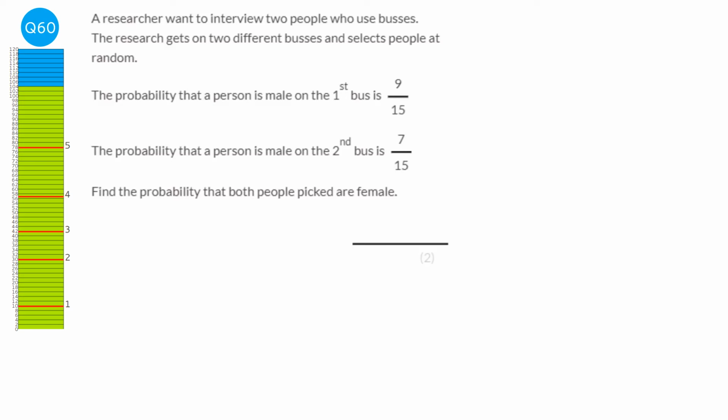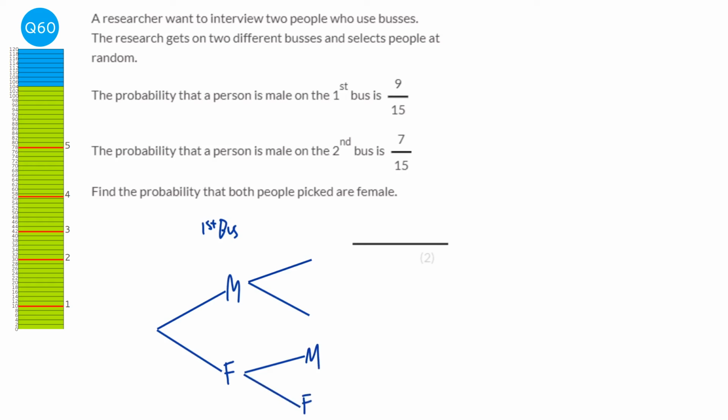There are a few different ways you could answer this question. I'm going to do it with a tree diagram, but you didn't need to draw a tree diagram to answer this question. So we've got our first tree, which is our first bus, and the choices are male and female. And we've got our second branch, I suppose, and it's still male and female. And this is our second bus.